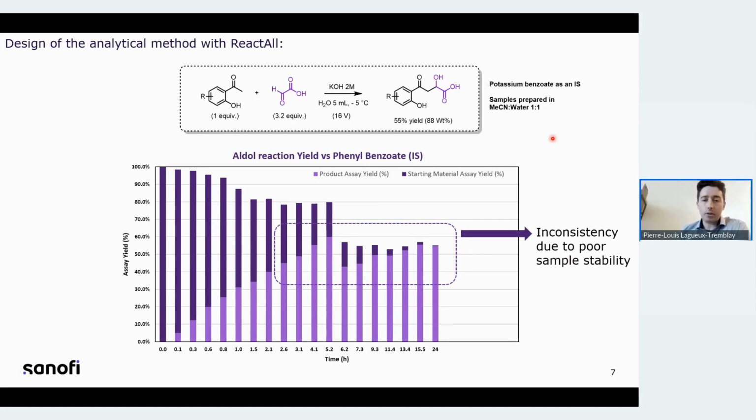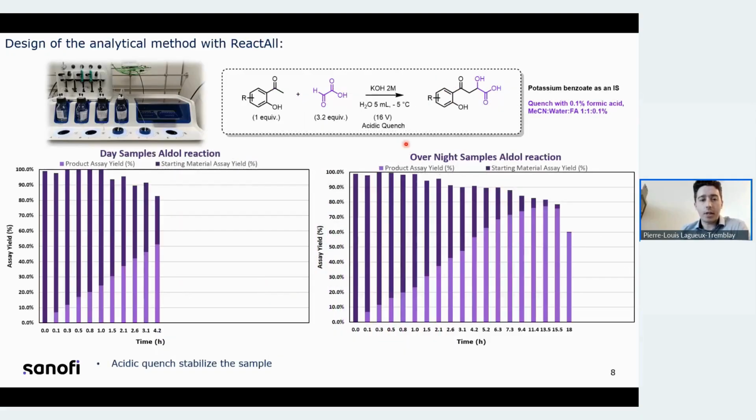However, if you use a ReactALL, then you can simply change your quenching procedure, and by just changing the quenching solution, you can see that now the data integrity is much better. So we just changed the quenching bottle and added a 0.1% formic acid mixture to our acetonitrile and water. And in that case, it's enough to quench the reaction. And now we can see that the samples taken during the day and the samples taken overnight keep the same kinetic profile or the same reaction profile, because the sample now doesn't decompose anymore.